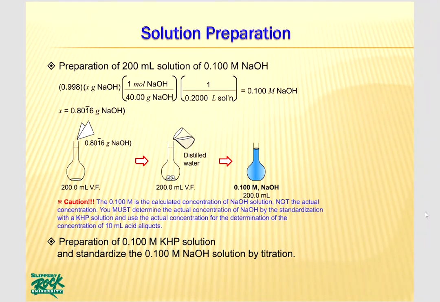Prepare a 0.100 molar KHP solution with the same procedure used for the preparation of 0.100 molar NaOH solution. Now you are ready to determine the concentration of NaOH solution by titrating at least 3 times with the KHP solution. You can use the standardized NaOH solution to titrate the 3 10 ml aliquots of each electrolyte solution.